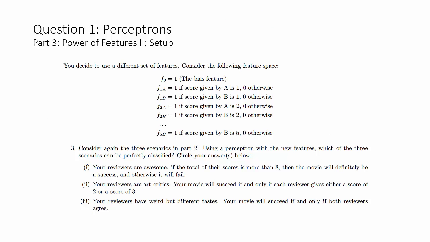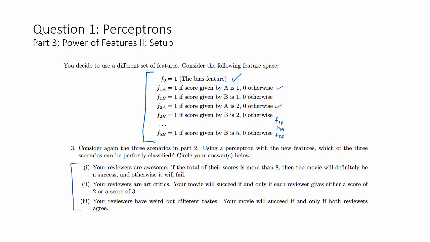The final part asks us to consider the same 3 scenarios that we saw before, except we're using a different feature space shown here. Here we still have a bias term, but for each critic's score, instead of having a single digit from 1 to 5, we'll replace it with 5 different indicator features. So for A, there's 2 of them that are shown here, but we still have the one f of 3a, f of 4a, and f of 5a. The indicator features return 1 if the feature is on, and otherwise it returns 0.